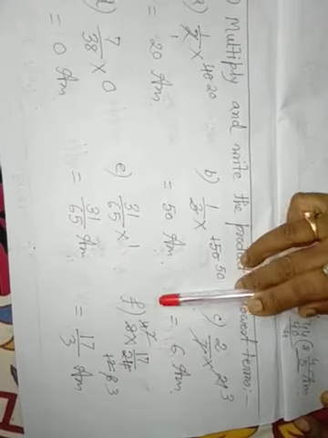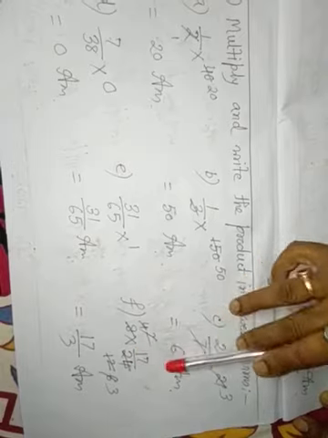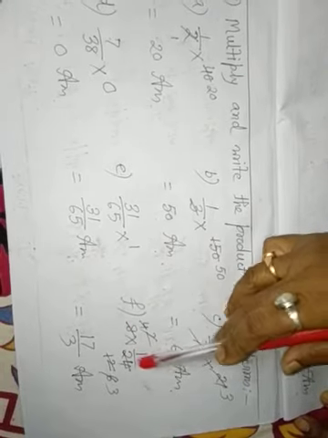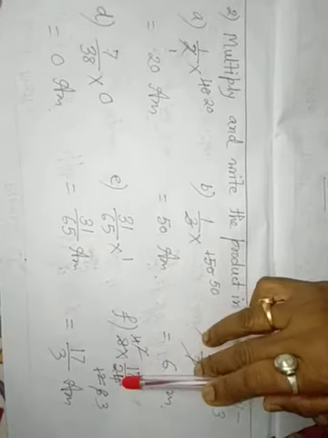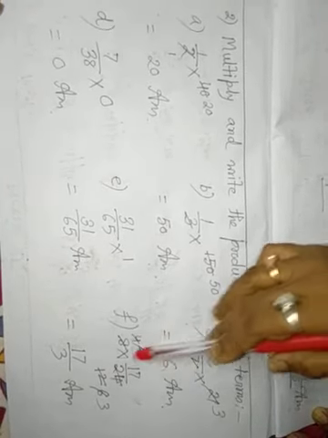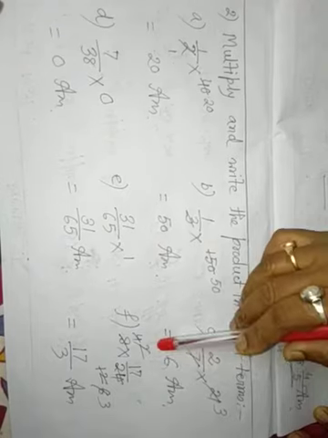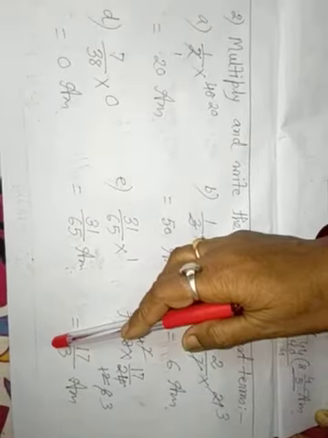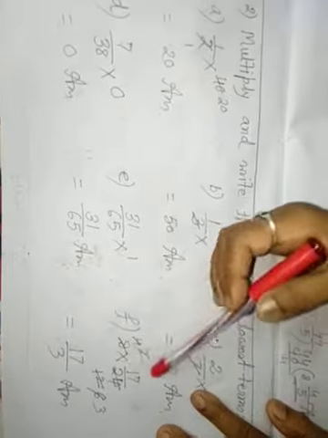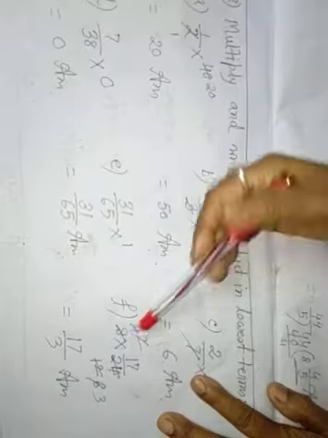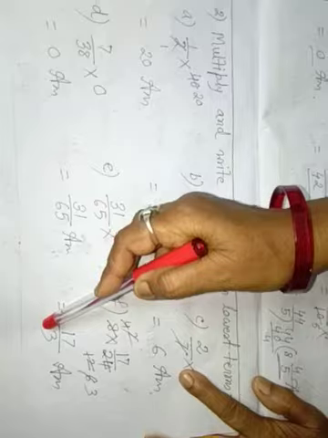F, 8 into 17 by 24. 8 fours are 32... 2 fours are 8, 12 twos are 24, 2 twos are 4, 2 sixes are 12, 2 into 3, 2 threes are 6. So 17 by 3. Okay, step by step again: 2 fours are 8, 12 twos are 24, 2 twos are 4, 6 twos are 12, 2 threes are 6. So 17 by 3 is the answer.